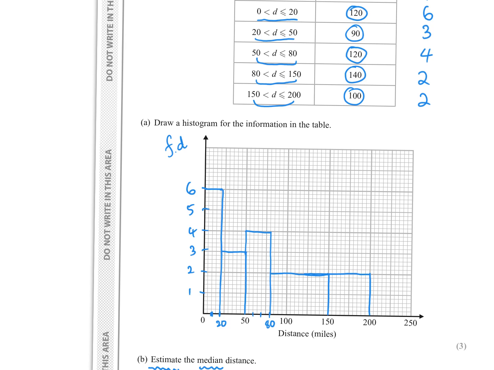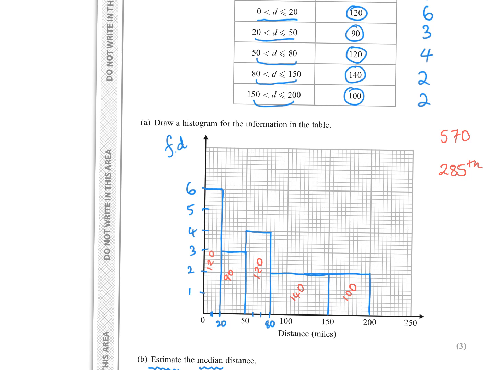If I write in the figures in the actual bars here, this was 120, then 90, 120 again, 140, and 100. The median is going to be the halfway point. Halfway of 570 students, so that's 570 divided by 2, that's the 285th.